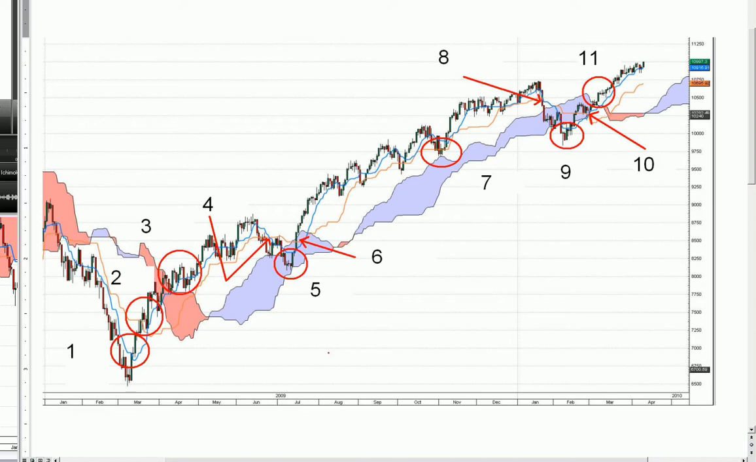That can happen, but what happens is it breaks the Tenkan, breaks the Kijun. At this point, it's a very important point, breaks both lines, looks like it's about to break the cloud, and it does. Here at number 11, breaks the cloud at 10,500, and we're up almost another 500 points, all the way above the Tenkan line at this point, continuing to stay in bullish territory.